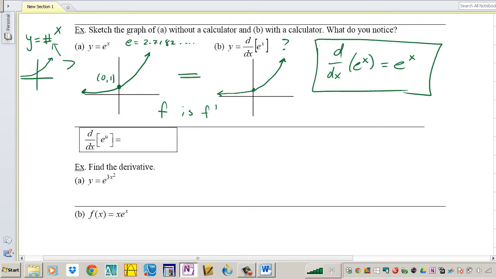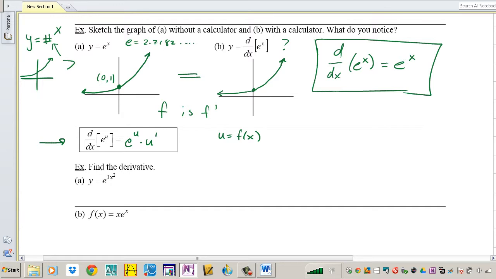So using chain rule on the next part, if u is a function of x, and I take the derivative of e to the u, then my derivative of e to the u is the same thing as e to the u, but carrying over the chain rule times u prime.